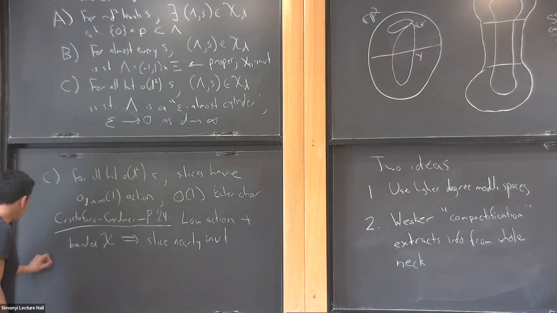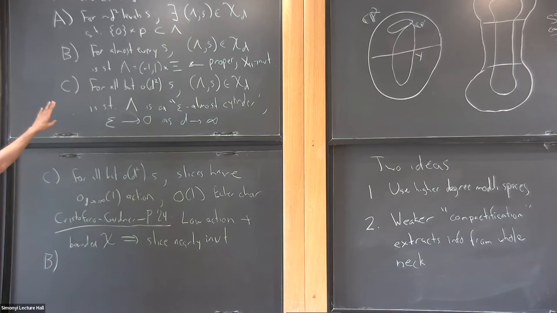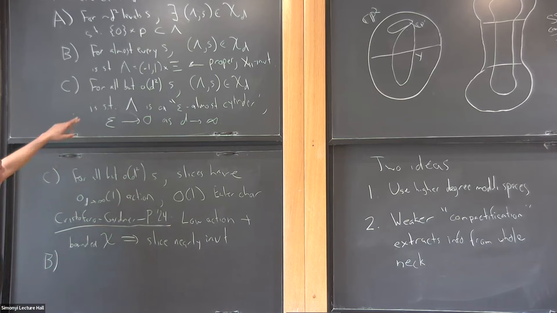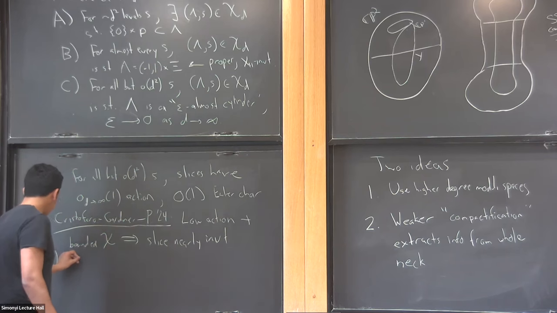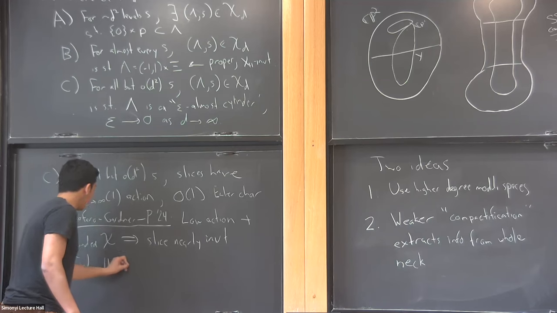Okay, and then to explain B, the first part of B is essentially a non-quantitative version of this. You can show that for almost all S, your slices completely run out of action. They don't just have little o(1) of action, they have action going to zero. So your slices will converge to a cylinder over an invariant set for almost every S. And then to get the properness, we adapt this intersection theoretic argument by Fish and Hofer.